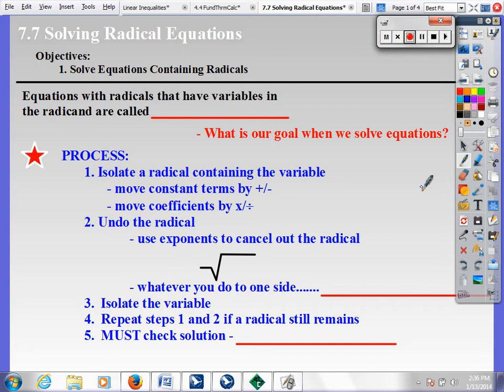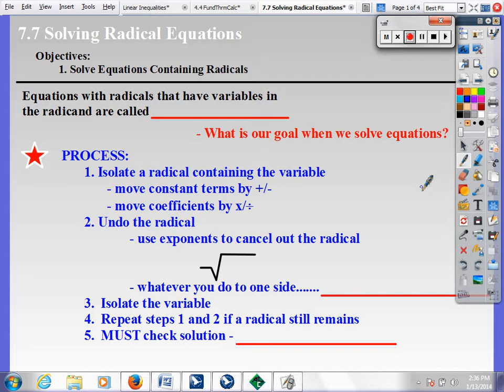Here in 7.7, we're going to be taking a look at solving radical equations. Really just one objective: solving equations containing radicals. What you want to remember is what our goal is in solving equations. Anytime we have an equation, whether it's linear, with an absolute value, or now with a radical, we're trying to isolate the variable that's identified in the problem and figure out what its value is, one of the values.